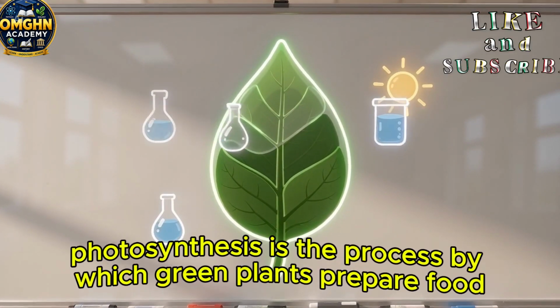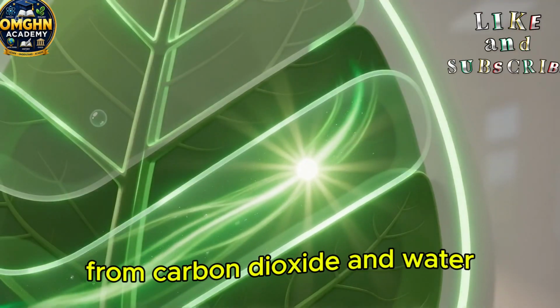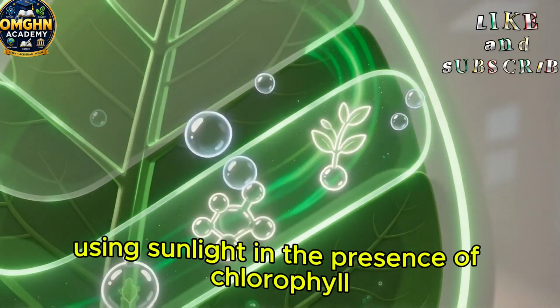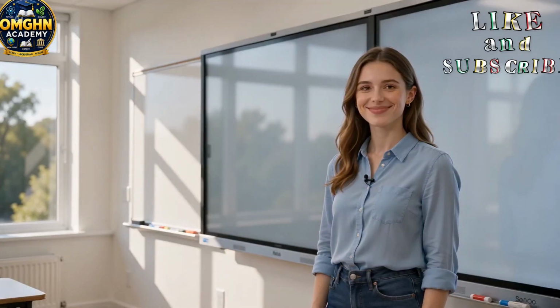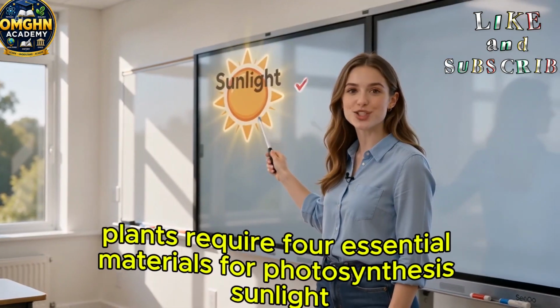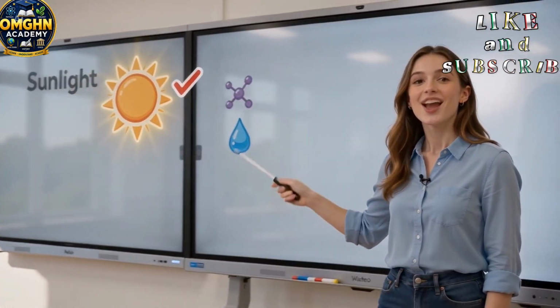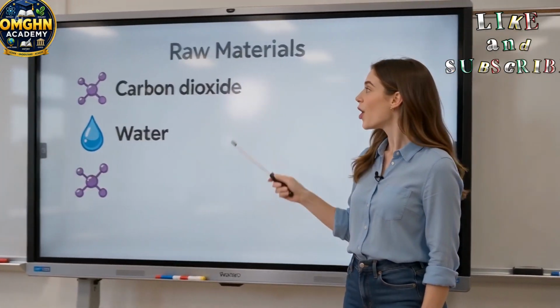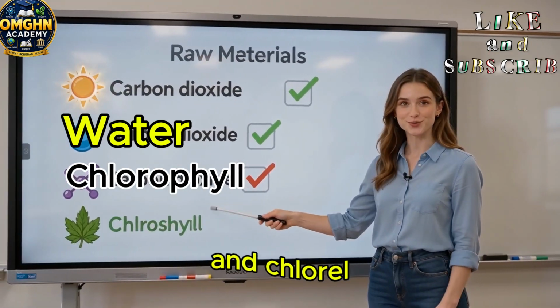Photosynthesis is the process by which green plants prepare food from carbon dioxide and water using sunlight in the presence of chlorophyll. Plants require 4 essential materials for photosynthesis: sunlight, carbon dioxide, water, and chlorophyll.